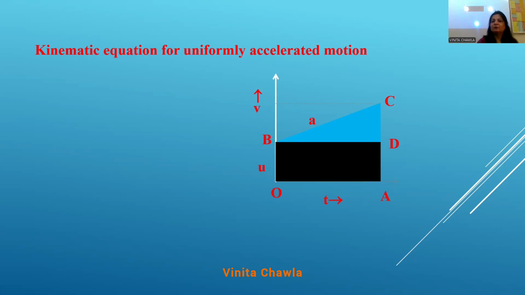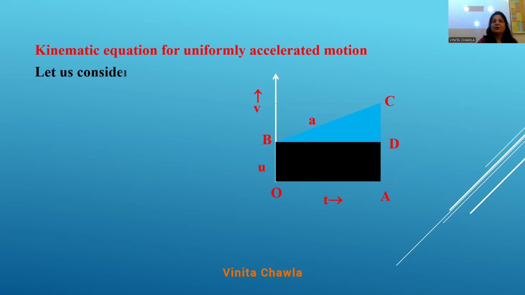So at time t equals 0, what is the velocity of the object? It's u. What are the coordinates of point B? Tell me. 0, u. At time t equals 0, velocity is u. And at time t, velocity changes to v. Okay, it will slowly come to you, don't worry. At time t, velocity changes to v. So there is a change in velocity, and velocity is changing by an equal amount in equal intervals of time. And therefore we say that it is in uniform acceleration.